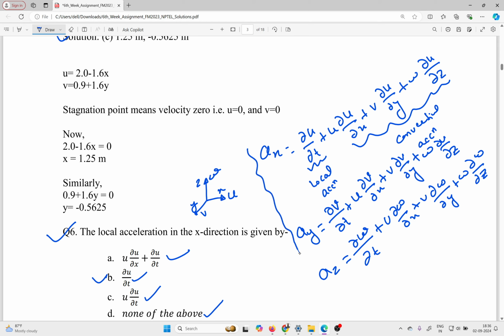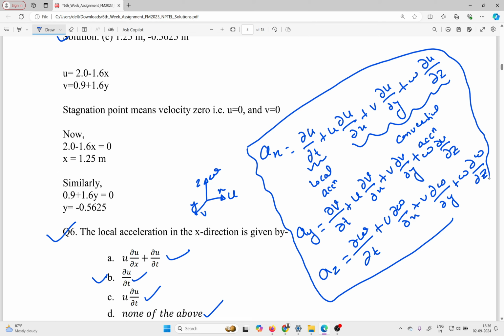So based on these equations, we have the questions. We'll discuss maybe in the next to next question or in the last question. We'll see later. But please just try to remember these two things: your acceleration has two parts, local acceleration and convective acceleration.